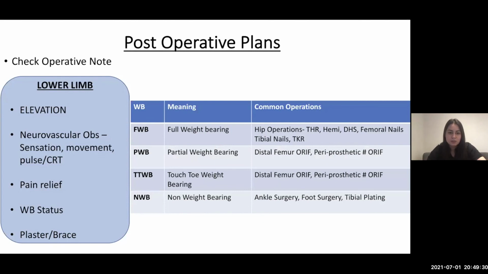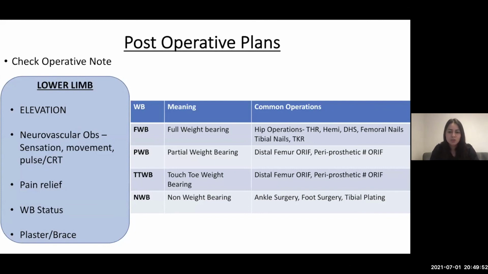So what you'll see on operation notes is these bits on the left. So FWB, full weight bearing. This is commonly for patients who have hip surgery, total hip replacements, they can walk fully afterwards. Hemiarthroplasties, they can walk fully. DHS, femoral nails, tibial nails, and total knee replacements, they can all walk normally after the surgery.